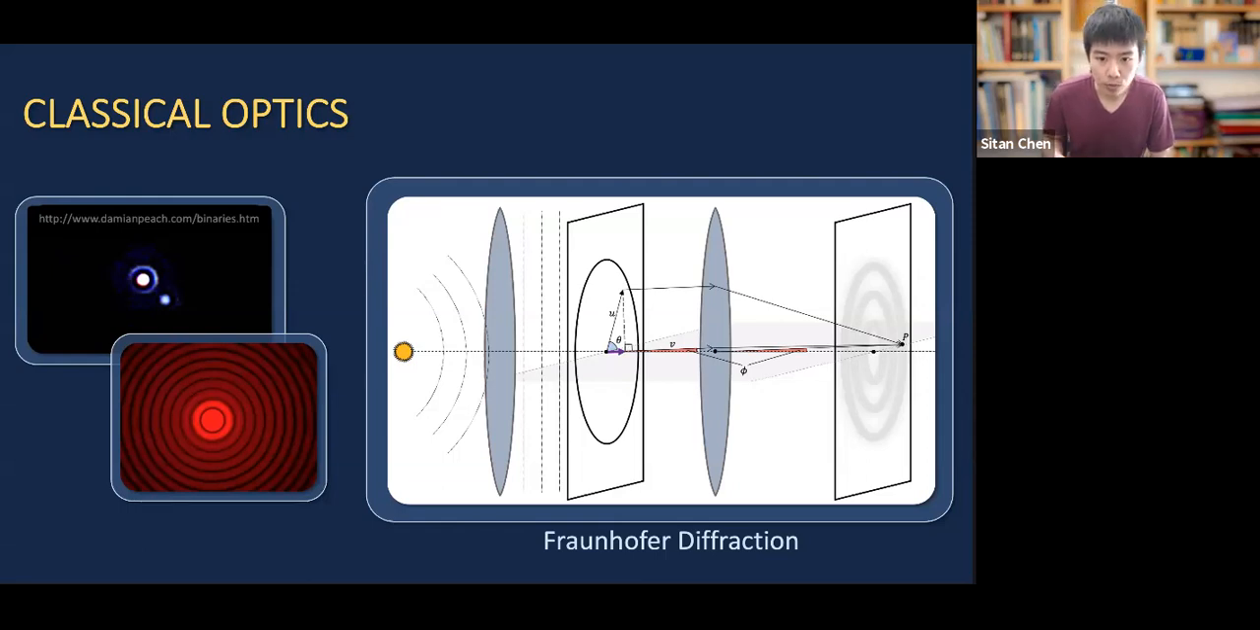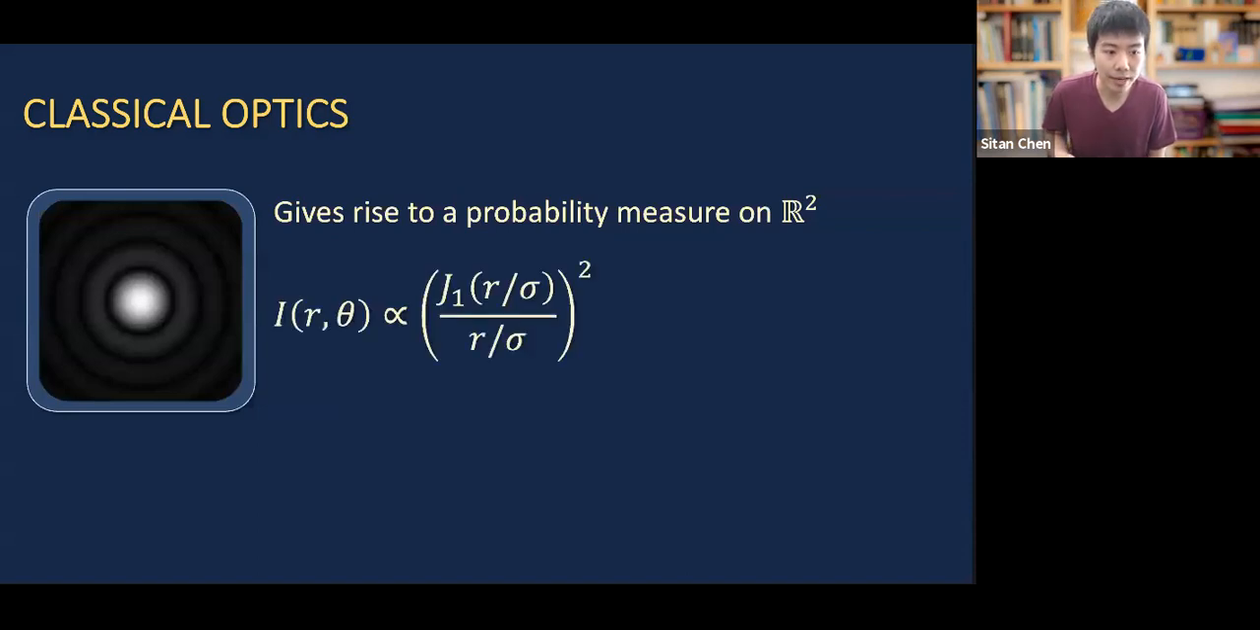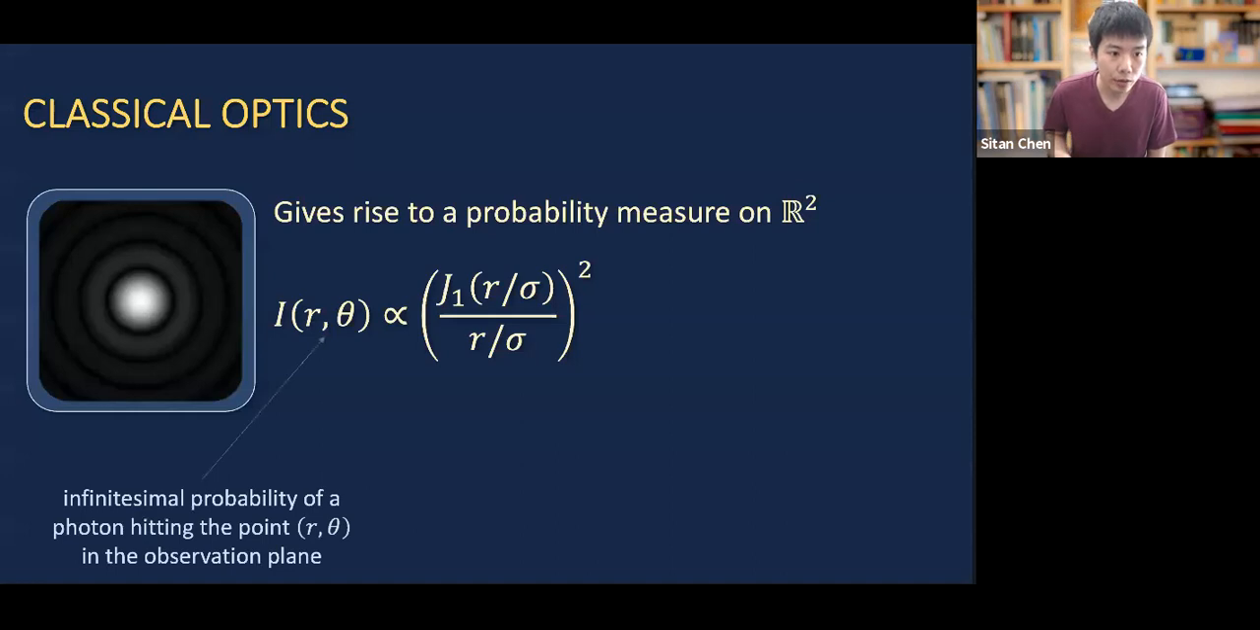Okay. So we can think of this Airy disk as a pattern, but we can more fruitfully think of it as some kind of probability distribution in the real plane. Specifically, this probability distribution is going to have density function given by I of r comma theta. Here, r and theta are polar coordinates for a point in R2. And you can interpret it as the infinitesimal probability that a photon is going to strike the observation plane at the point given by polar coordinates r comma theta. So this density function takes some unpacking.